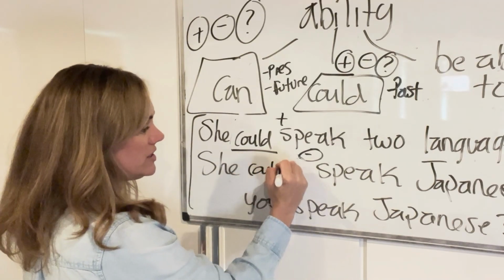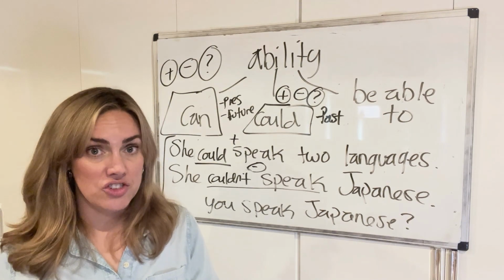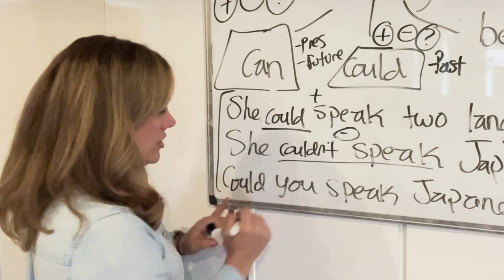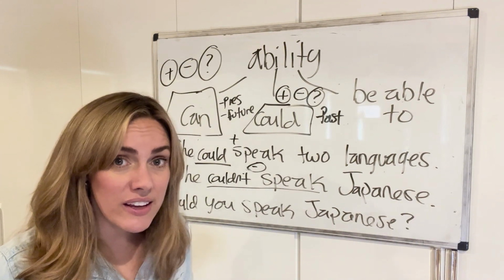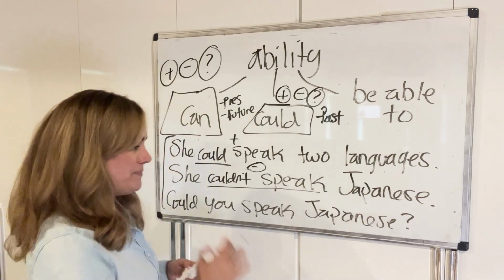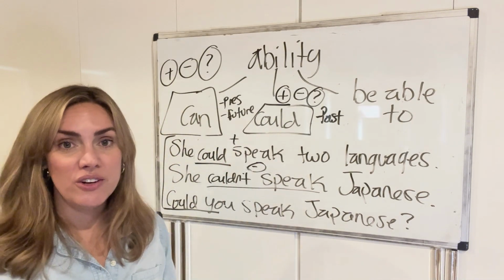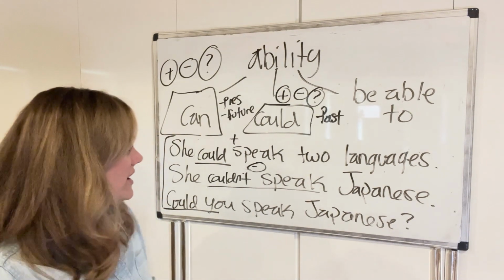She couldn't speak Japanese when she was a child in the past. Could you speak Japanese when you were a child? Could you speak it before you moved here? Past, okay? So again, you can use could, affirmative, negative, and questions, but for the past, okay?